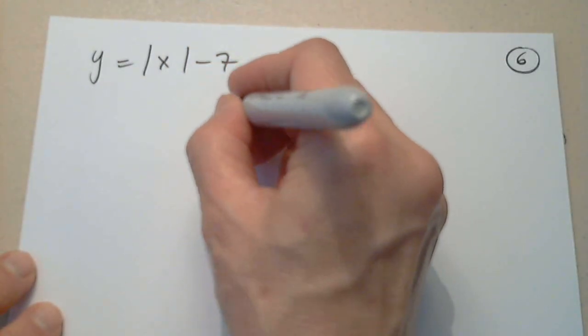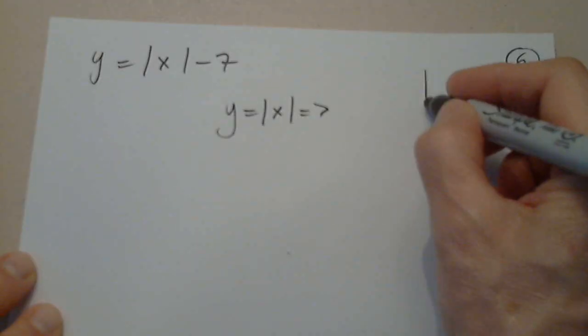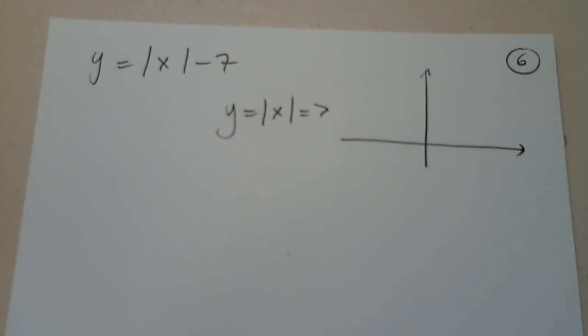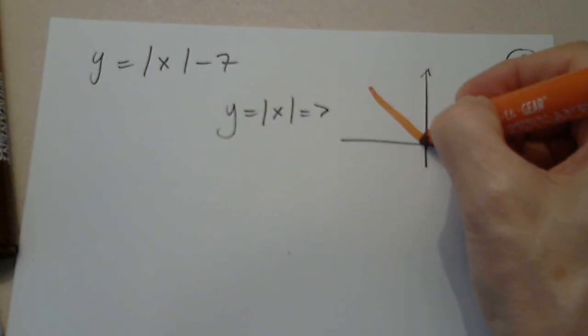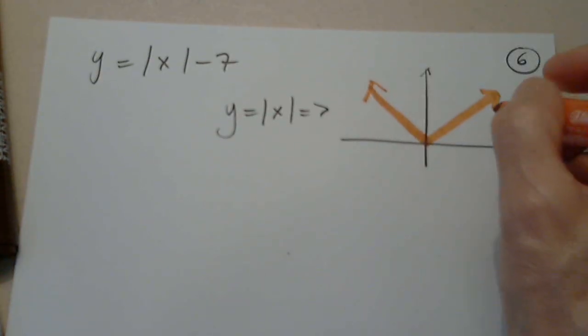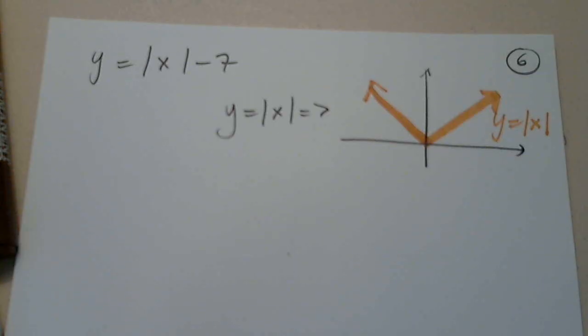Okay. If you remember last time we looked at y equals the absolute value of x, and we said this is a V function. Please look at the previous notes. They are very, very important. So this is the graph of the base function, y equals the absolute value of x. This is the simplest absolute value function.